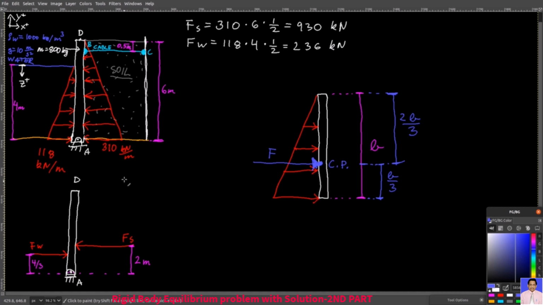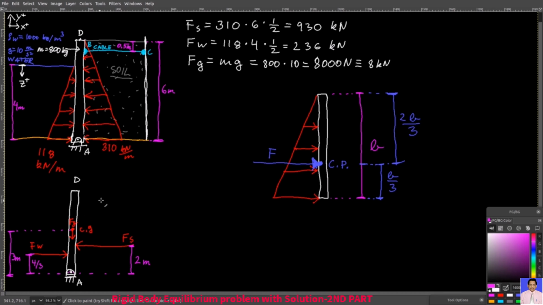In addition, the mass of the wall is 800 kilograms. That means that the weight, or force of gravity, that the wall experiences, its Fg, equals m times g, which is 800 times 10, which is 8,000 newtons, or equivalently 8 kilonewtons. Since the wall's density and the g are assumed to be constant, the center of gravity, or CG, is going to be in the middle of the wall. So this point here is going to be 3 meters from point A, and also from point D.